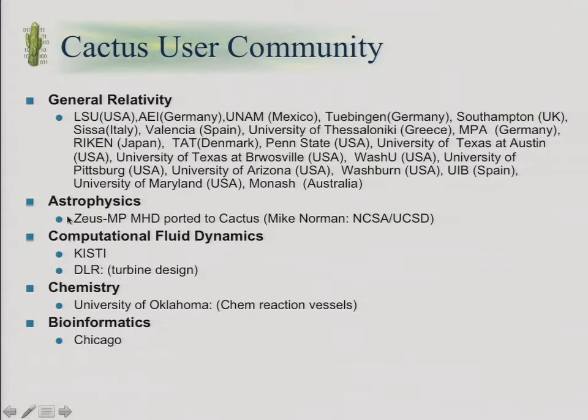For our astrophysics, for the magnetohydrodynamics and radiation transport, there's Zeus MP, which was developed by Mike Norman originally when he was at LANL and his team, so all the MHD and radiation transport is the Zeus MP module. There's computational fluid dynamics from the Korean Institute for Technology, DLR, which is a German concern, and I forgot to put Valencia in there. And then we have a chemistry package from University of Oklahoma and a bioinformatics package from University of Chicago.